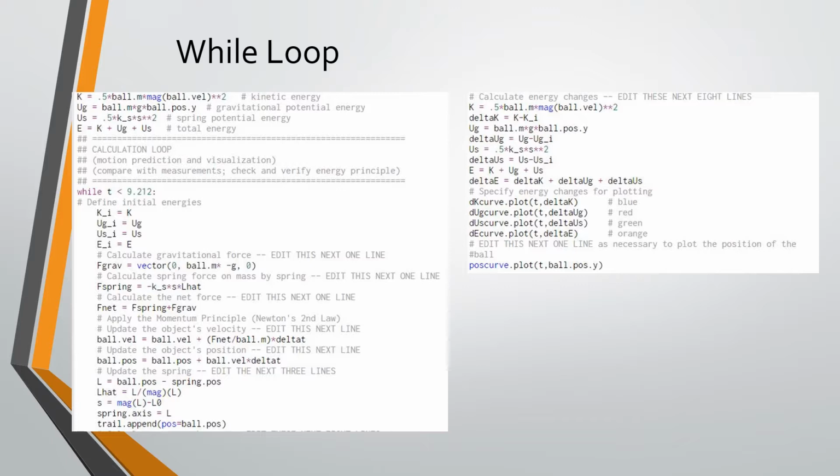There is no external work done on the system. Therefore, the kinetic energy is equal to 1/2 mv². The gravitational potential energy is equal to the mass times gravity times the y position of the ball, and the spring's potential energy is equal to 1/2 times the spring stiffness times the square of the stretch. At each step, while t is less than 9.212 seconds, the energies are updated using the energy principle, and the position and velocities are updated using Newton's second law. Using the energy principle, we determine the total energy to be equal to the sum of all the energies, and the change in the total energy to be equal to the sum of the changes of all the energies.